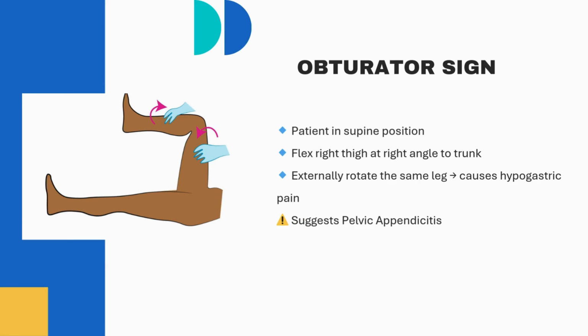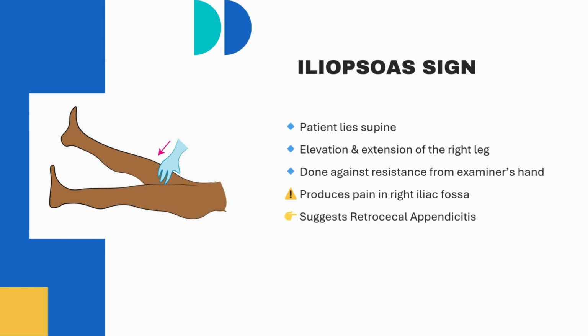Obturator sign. Patient in supine position. Flex right thigh at right angle to trunk. Externally rotate the same leg. Causes hypogastric pain. Suggests pelvic appendicitis. Iliopsoas sign. Patient lies supine. Elevation and extension of the right leg. Done against resistance from examiner's hand. Produces pain in the right iliac fossa. Suggests retrocecal appendicitis.